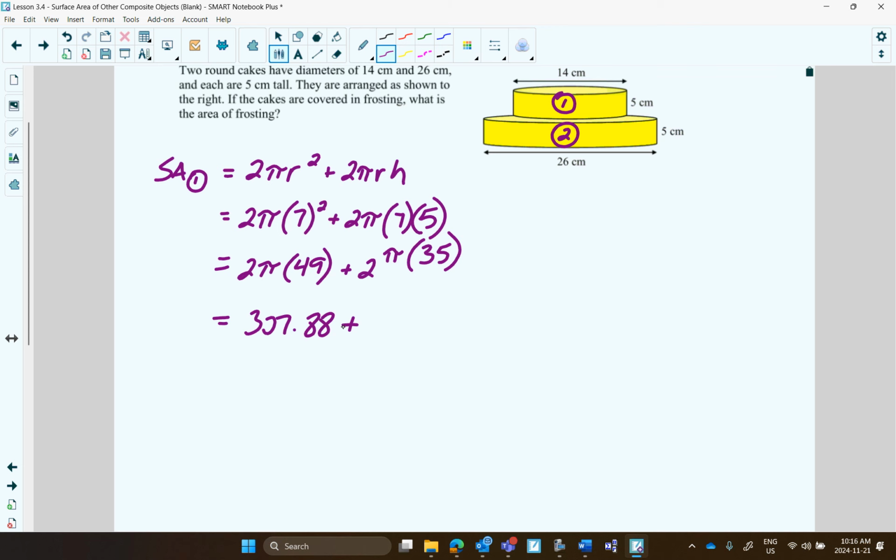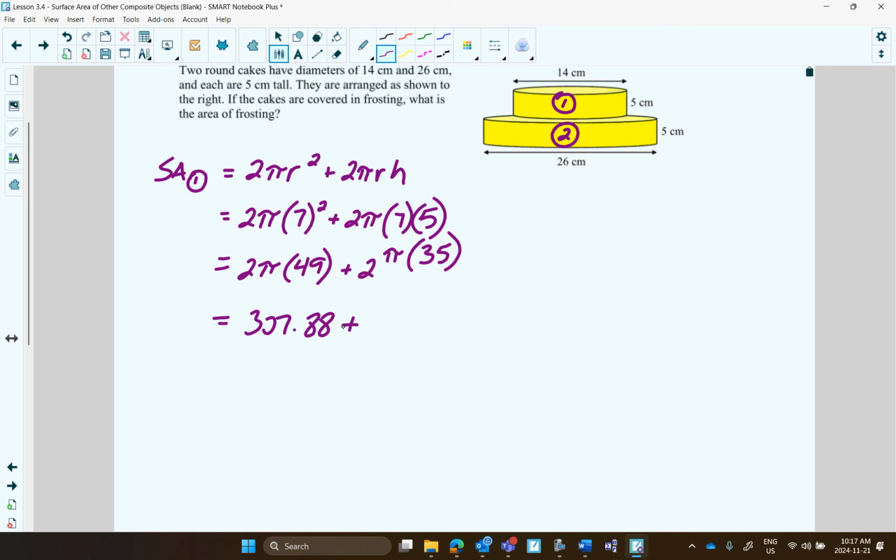Pi key is right there. So 2 times pi key times 49. You want us to write the answer from 2 pi times 49 and then write that, or just the total answer? If you want to go from here to the final answer, that's fine. I'm just showing you how we get these two values.